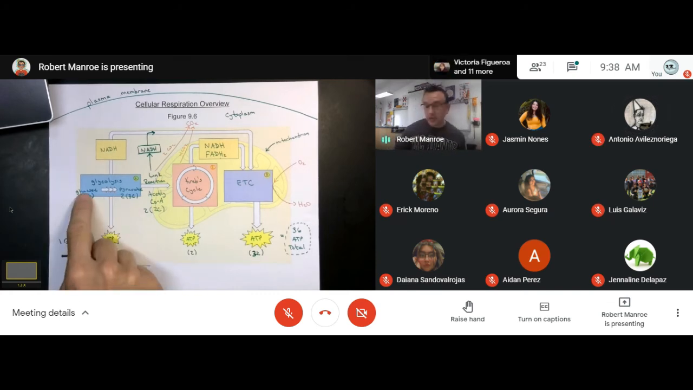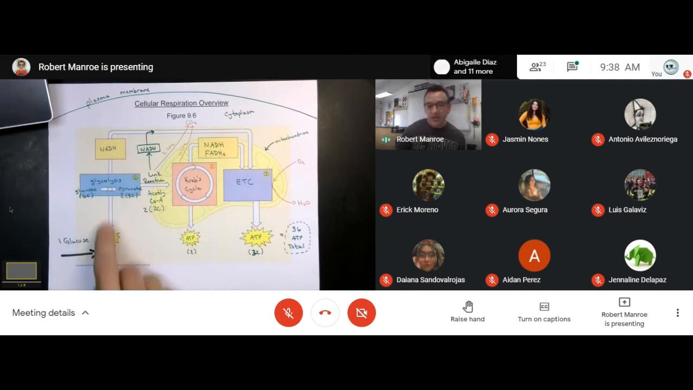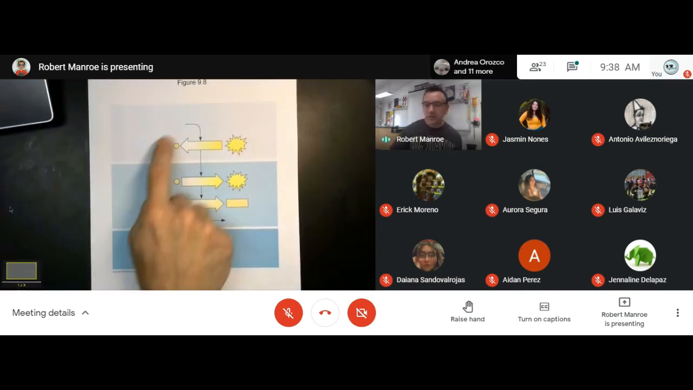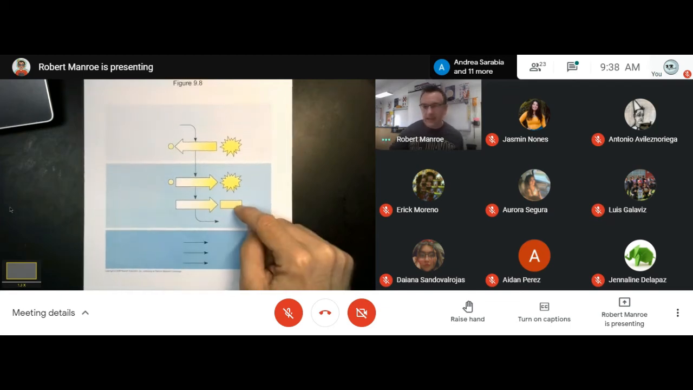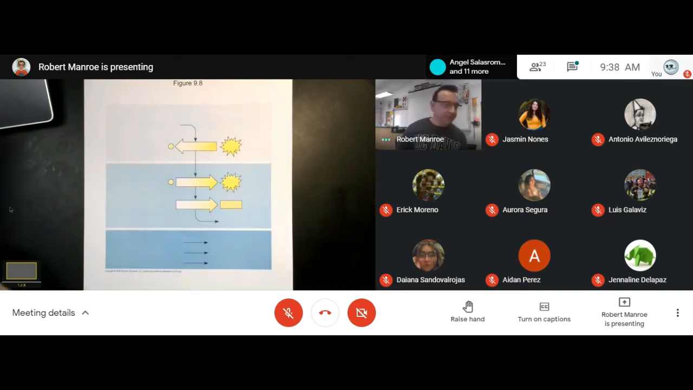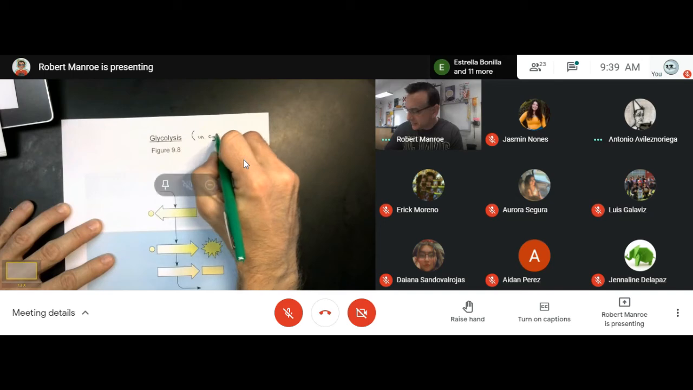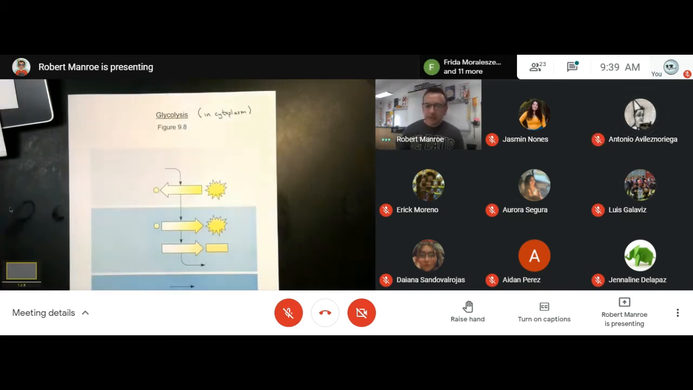So we need to talk about glucose to pyruvate, producing NADH and ATP. We need to label this first. So up top, glycolysis. Where does it happen in the cell? In the cytoplasm. Boom.